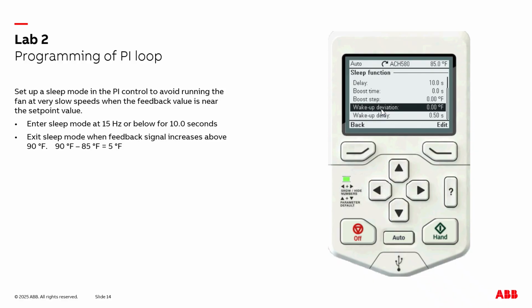So 90 degrees Fahrenheit is when we want to wake up from sleep mode. 85 is our set point. So 90 minus 85 is 5 degrees Fahrenheit. So the 5 degrees Fahrenheit is what we need to enter into the deviation here.